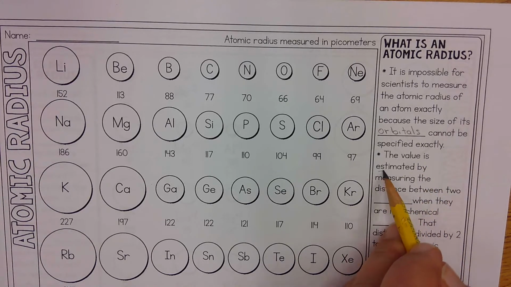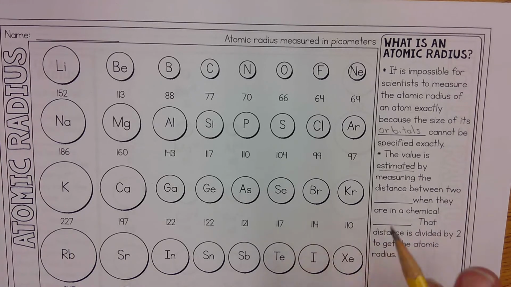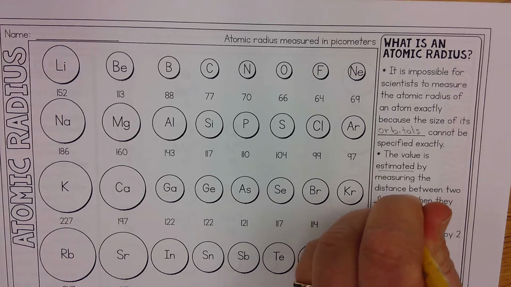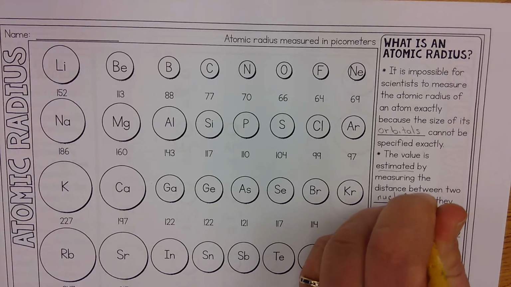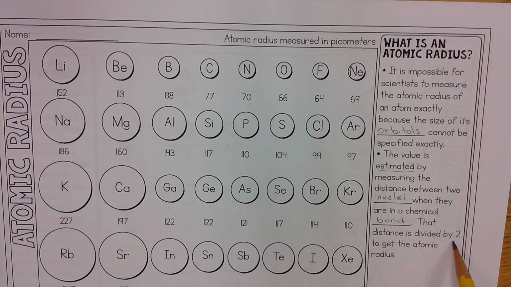But what scientists can do is estimate that value by measuring the distance between two nuclei when two atoms are bonded together. When there's a chemical bond, they can measure the distance between the nucleus of one and the nucleus of the other. Then they can take that number and divide it by two to get the atomic radius.